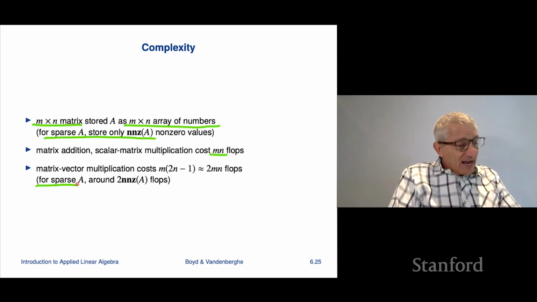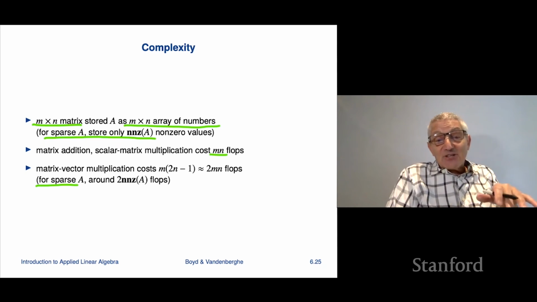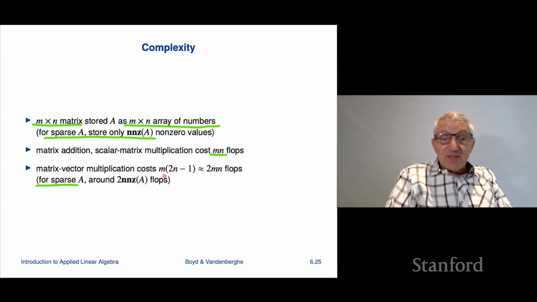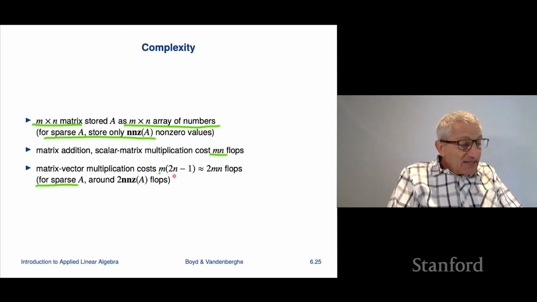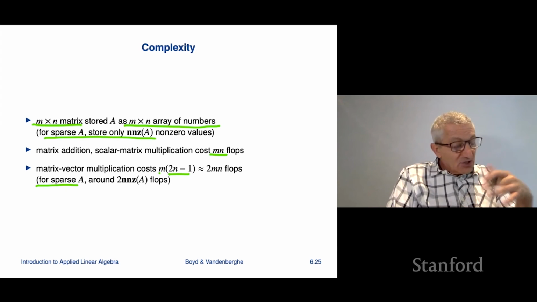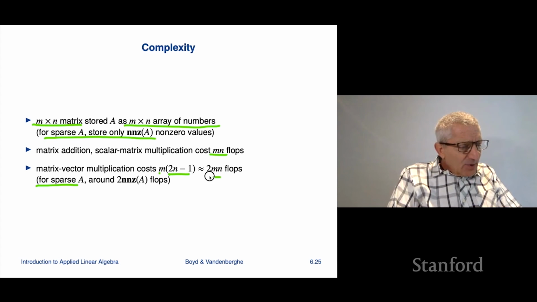Well, let's figure that out. We could think of it this way. It's actually calculating, for each entry of the product, of which there are m, an inner product of a row of A with x. And that, as you recall from last time, takes 2n minus 1 flops. It takes n multiplications and then n minus 1 additions. And so 2n minus 1. The minus 1 we just get rid of, and we simply say that it's 2mn flops.